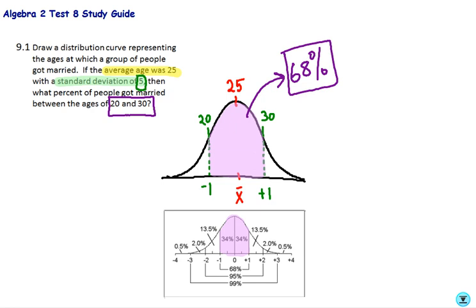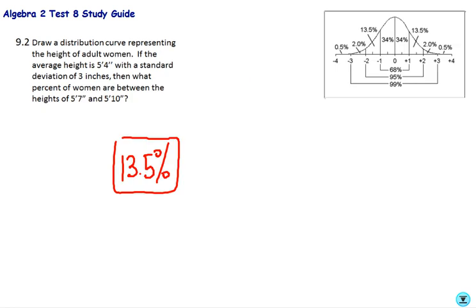All right, so let's see what you got there. For 9.2, you should have gotten 13.5%, because what you were looking for, and I'll shade it in a little bit for you, is this section right there. The average was 5.4. 3 more inches would be 5.7, and 3 more would be 5.10. So you wanted to know between 5.7 and 5.10, so that would be 13.5%.